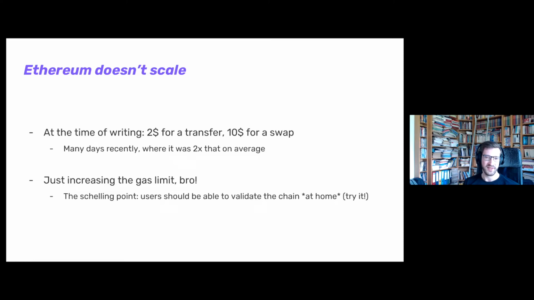a 1 terabyte SSD. That's like the big requirement. Maybe now it's 2 terabytes. So that's the expensive part, but that's like, you know, 200 euros you need to pay for that. And then you can validate the blockchain on your laptop at home. And they want people to continue being able to do that. And that's why they don't increase the gas limit, because they want to preserve this aspect of decentralization. So we need another solution to scale the blockchain.